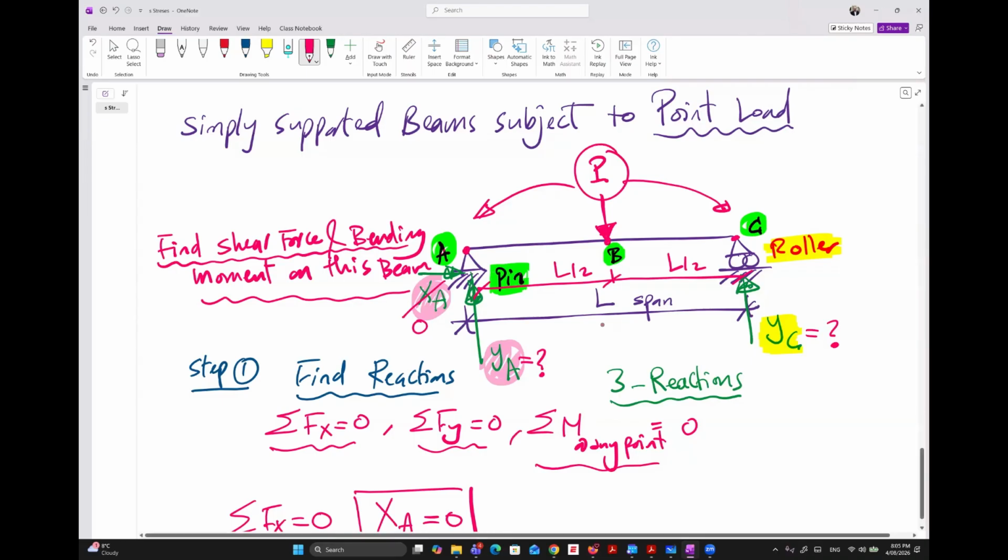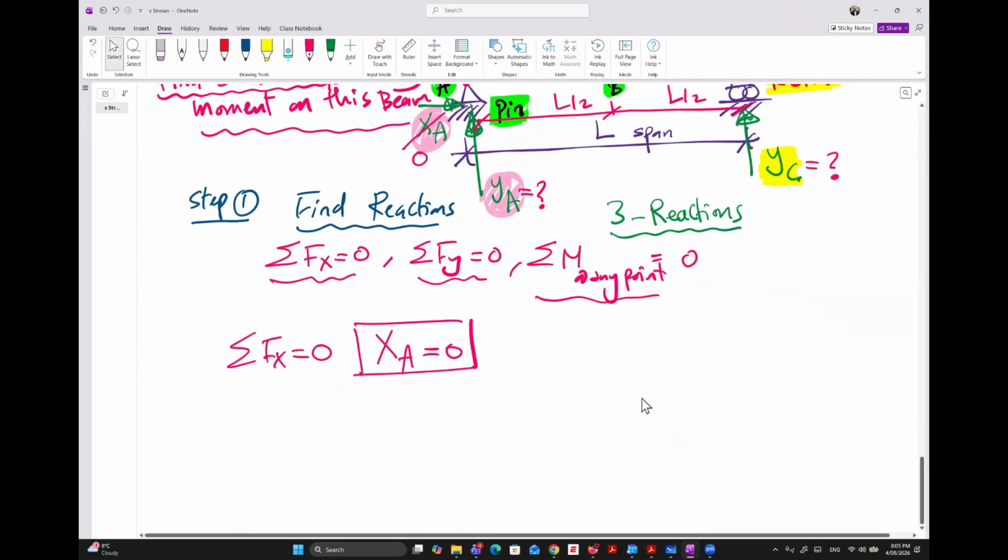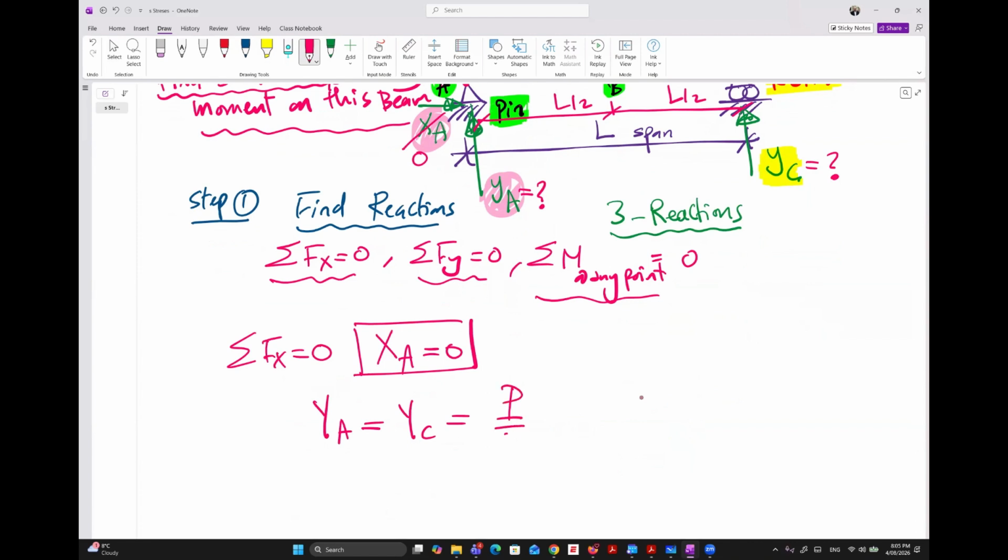Action has an equal reaction. Yeah, because the force is in the middle, so the reactions will be equal, right? That's good. So we can simplify the reaction for us. So actually, YA will be equal to YC, equal to what? B over 2.